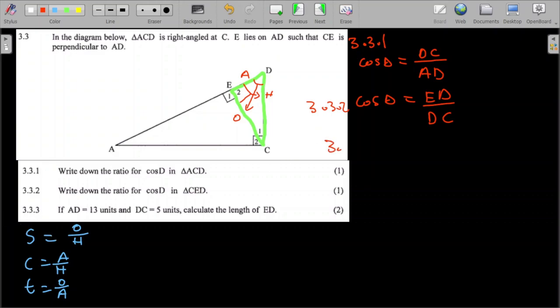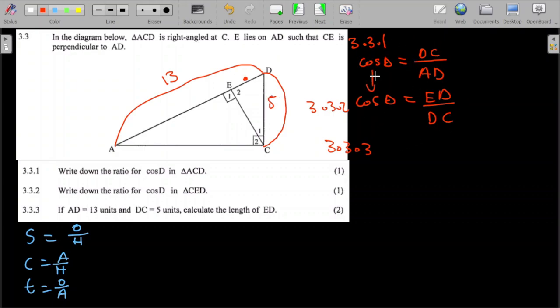Here in 3.3.3, they are saying if AD is 13 units, now let me get some space so that I can fill in all this information here. So AD, this whole side here, is 13 units, and DC, this one here, is 5 units. Let's calculate the length of ED. So they are looking for this side here, ED. Based on what is happening here, remember these two, cos of D and cos of D, they're equal. So I can say automatically DC all over AD is equal to ED all over DC.